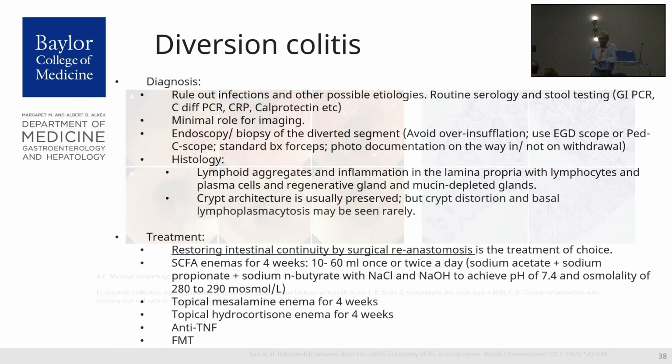If possible, the treatment for this is restoring the intestinal continuity. So in this patient, we refer the patient to surgery and they can reconnect, and that's going to resolve. There are some patients you cannot reconnect, and for those patients you can go for short chain fatty acid enemas. It's very difficult to get. I have tried probably 20 times and got it twice. Topical mesalamine or even anti-TNF agents can also be tried for those patients.